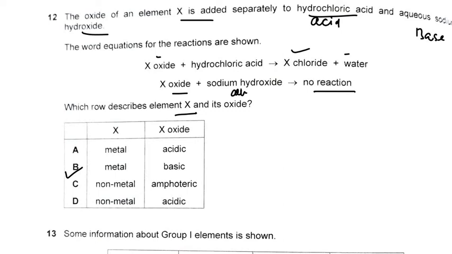Why is it a non-metal? Because a non-metal will form an acidic oxide, like CO2. It's an oxide of a non-metal, right? Carbon is a non-metal. So when it reacts with water, it will give you H2CO3, which is acidic in nature. So option B is the correct option.